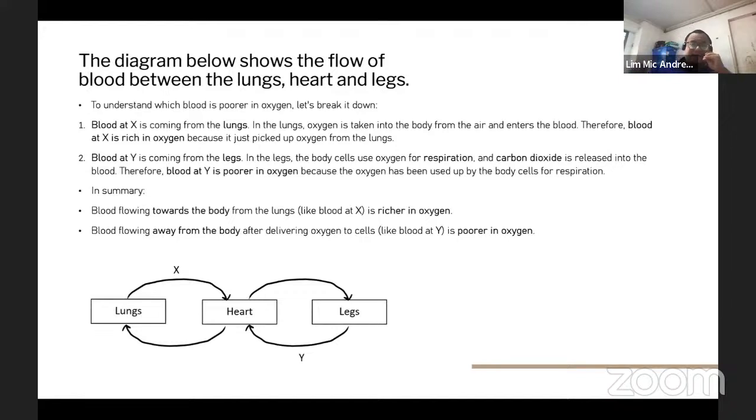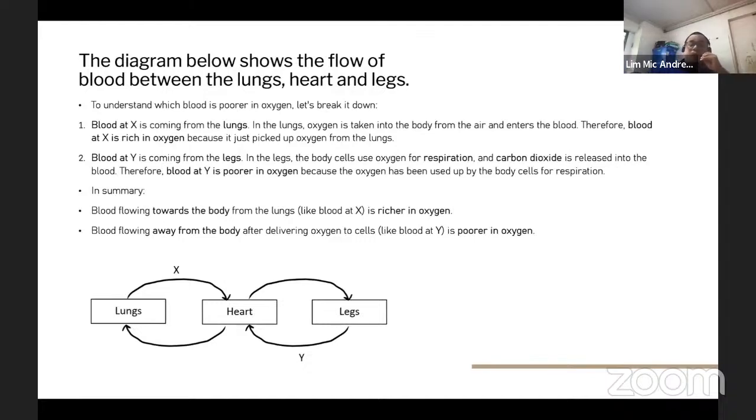All right. Now let's look at why the blood is coming from the leg. In the leg, the body cells use oxygen for respiration, and carbon dioxide is released into the blood. Therefore, the blood at Y is poorer in oxygen, because the oxygen has been used up by the body cells for respiration.